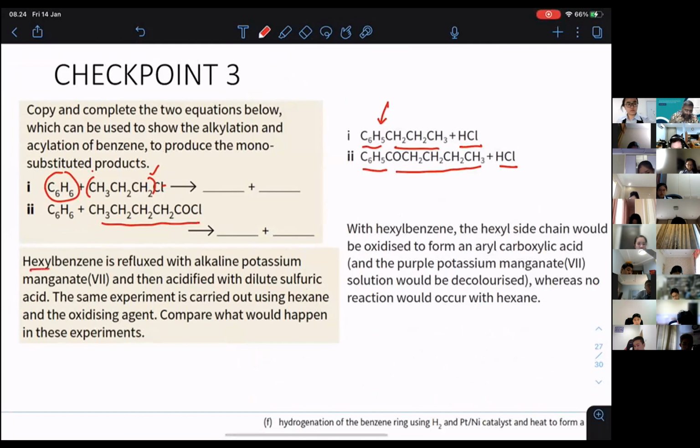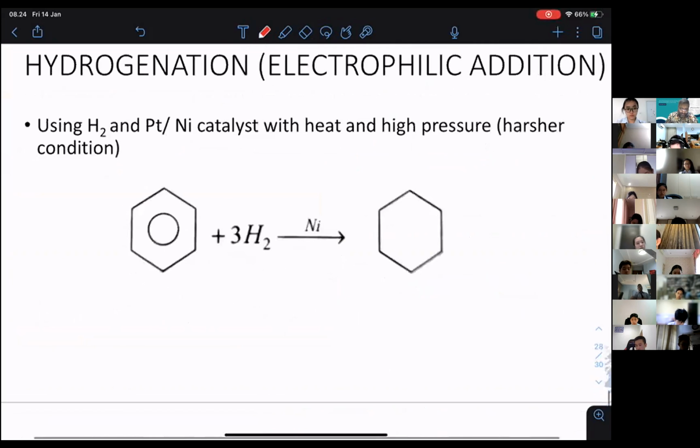Okay, hexyl benzene. So you see, this is going to be an alkyl benzene. It is refluxed with alkaline potassium manganate and then acidified. The same experiment is carried out using hexane and the oxidizing agent. Do remember, alkane cannot be oxidized. Alkene can, alkane cannot be oxidized. So if you do this, what is your observation? The purple color will be decolorized. But there is no reaction with hexane. Simple as that.